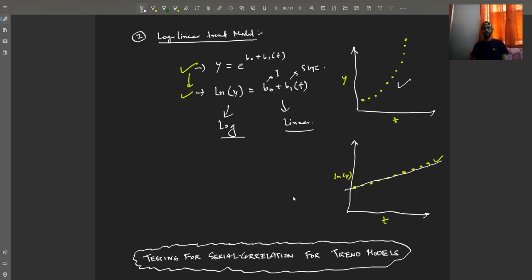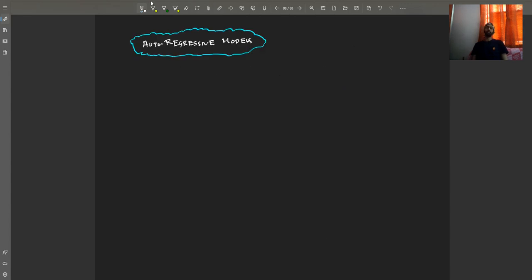Now friends, we'll move into a little more complicated version of time series, which is called the autoregressive model. Let's see what that is. So friends, in trend analysis, we wrote something like this: Y is equal to B0 plus B1 multiplied by T plus some error, right? So Y was a function of time period. This was a trend model, friends.